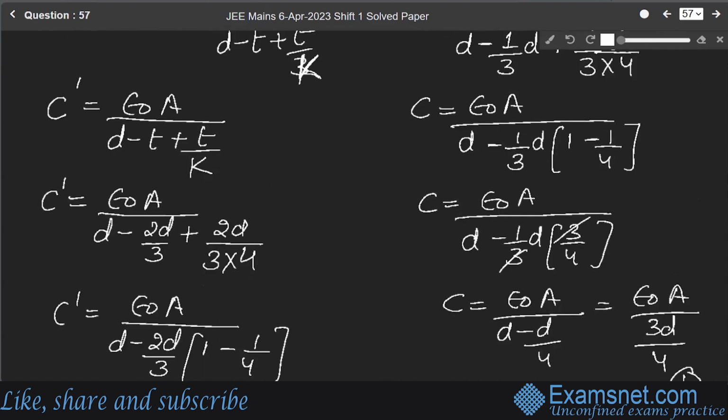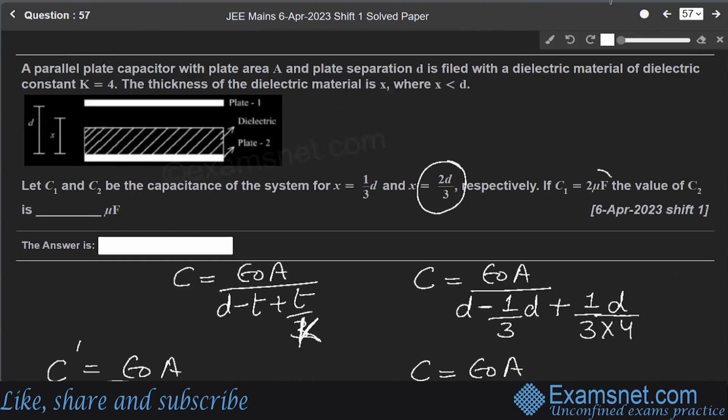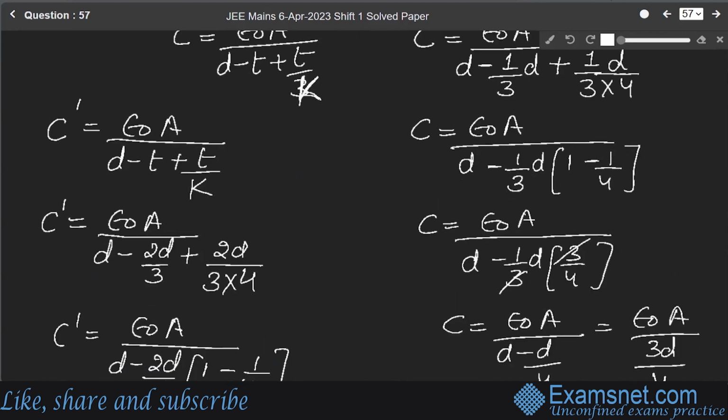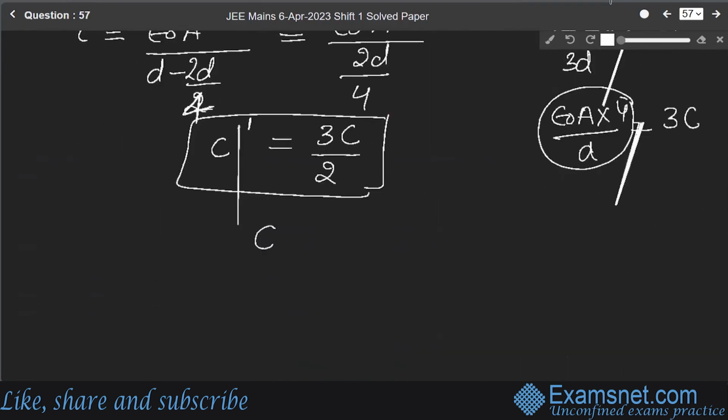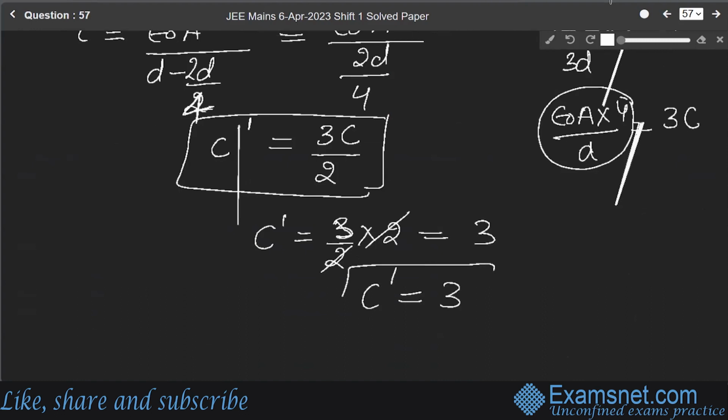And here the capacitance C is given as 2 microfarad. So C dash will be equal to 3 by 2 into 2, which equals 3. So C dash or C2 will be equal to 3. This is our desired answer.